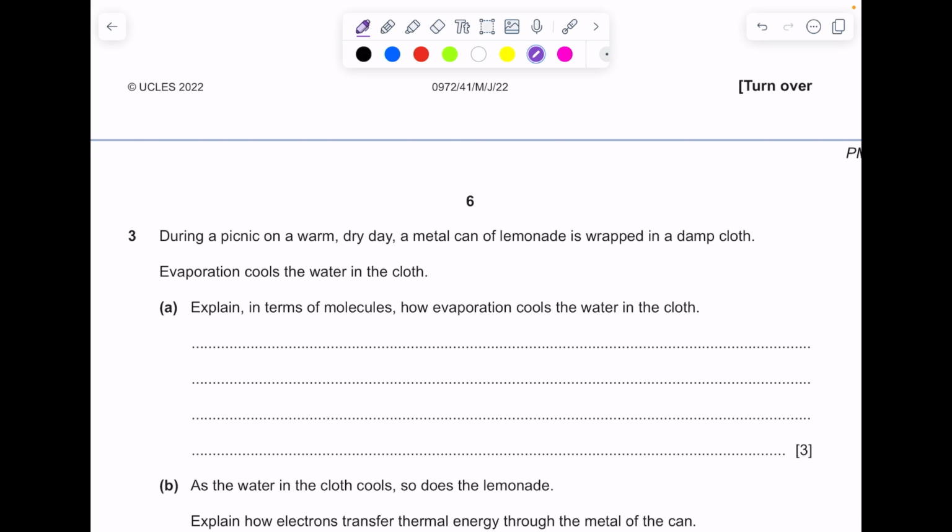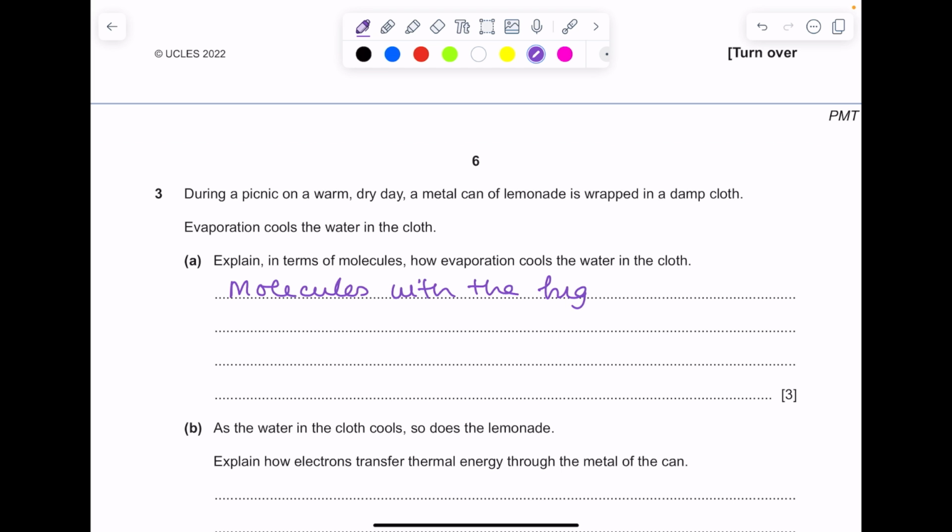During a picnic on a warm, dry day, a metal can of lemonade is wrapped in a damp cloth. Evaporation cools the water in the cloth. Explain in terms of molecules how evaporation cools the water in the cloth. So remember, those molecules with the highest kinetic energy will evaporate first, meaning that the average temperature of the remaining water molecules is decreased.